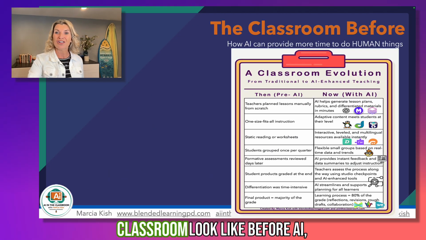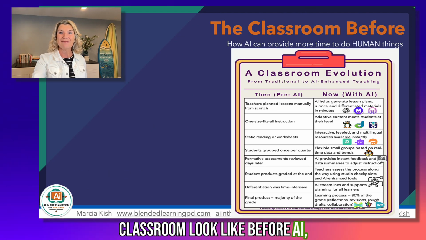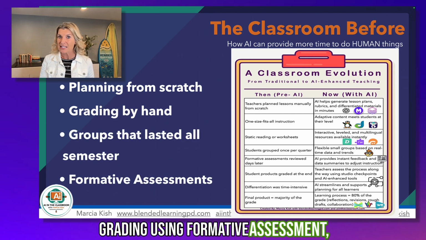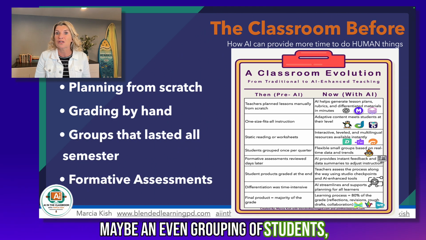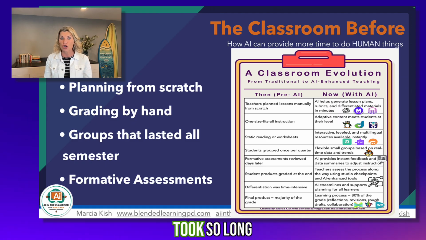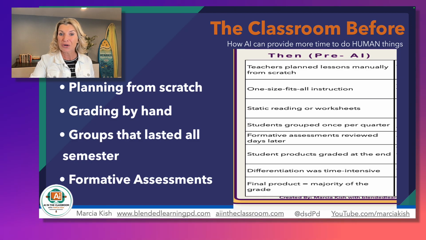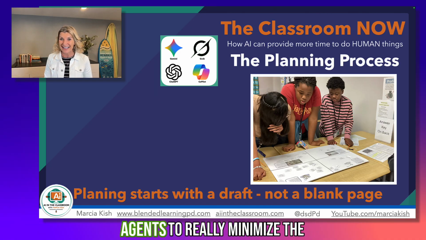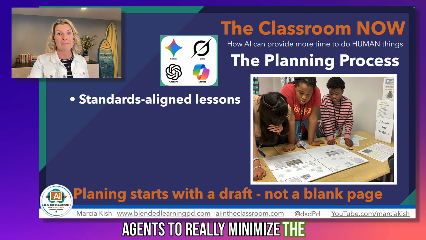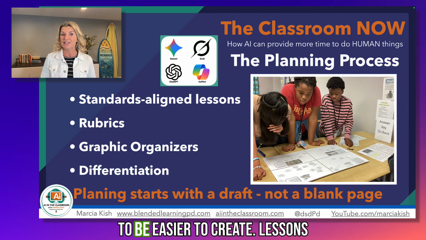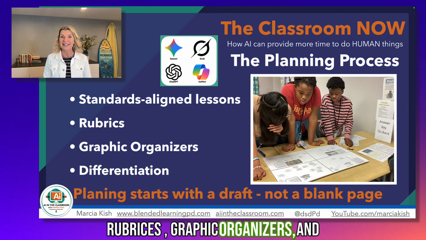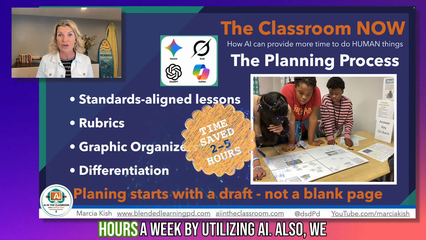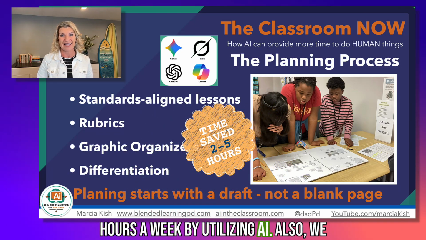What the classroom looked like before AI, where we spent time planning, hand grading, using formative assessments, but maybe not even grouping the students, or just one time a semester because it took so long. To now, how we can use these AI agents to really minimize the planning process, where it's going to be easier to create rubrics and graphic organizers. I mean, we're saving close to 2 to 5 hours a week by utilizing AI.